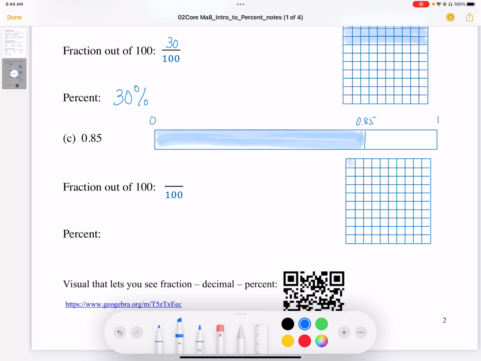I'm going to shade 85%, so I'm going to shade 1, 10, 20, 30, 40, 50, 60, 70, 80, and then 1, 2, 3, 4, 5. So that shading represents 85 on the 100 grid. It's going to be 85 out of 100, and moving the decimal point over 2 places, 85%.